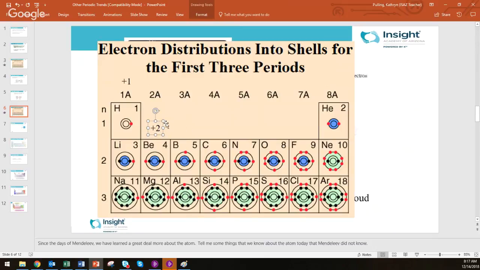All right, 3A, if you haven't quite caught on to the pattern yet, we can give away 3 or take 5. Giving away 3 is going to be easier, so there'll be a +3 charge. What I like to do when I label this, and we're going to put this on our periodic table too, so that you have it handy.